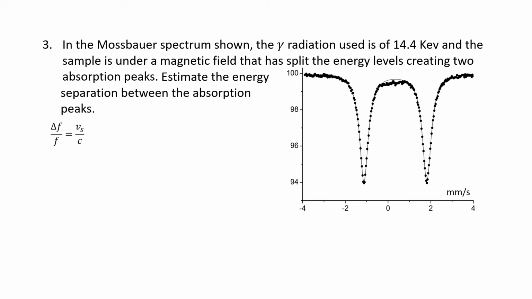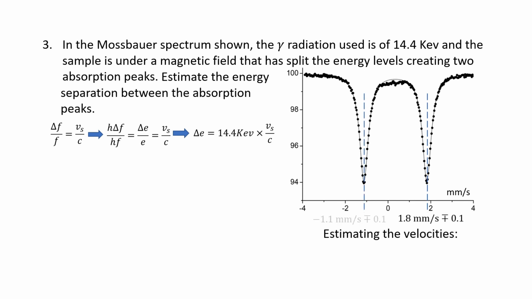For solving this problem, we can use the approximate expression for the Doppler shift that in these Mossbauer scenarios becomes almost exact. Now we multiply above and below by the Planck's constant and we get the energy ratio. We can then isolate the energy shift. From the chart we can estimate the velocities at which the absorption peaks happened.